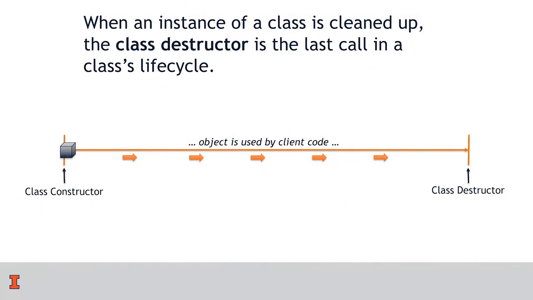At this point, we know an enormous amount about classes in C++. There's one last little bit to add, and that is the class destructor is called as the very last call in the class's lifecycle, and it cleans up the instance of the class. Let's see how it works.